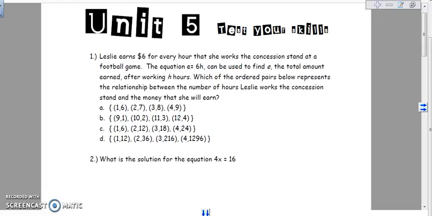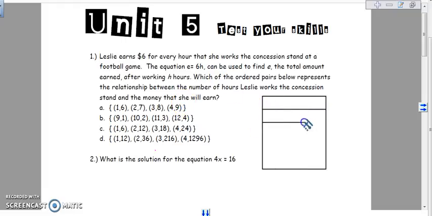All right, Leslie earns $6 for every hour that she works the concession stand at a football game. The equation E equals 6H can be used to find E, the total amount earned after working H hours. Which of the ordered pairs below represents the relationship between the number of hours Leslie works the concession stand and the money that she will earn? So we have to do our table, and we're going to do between 1 and 4 hours.